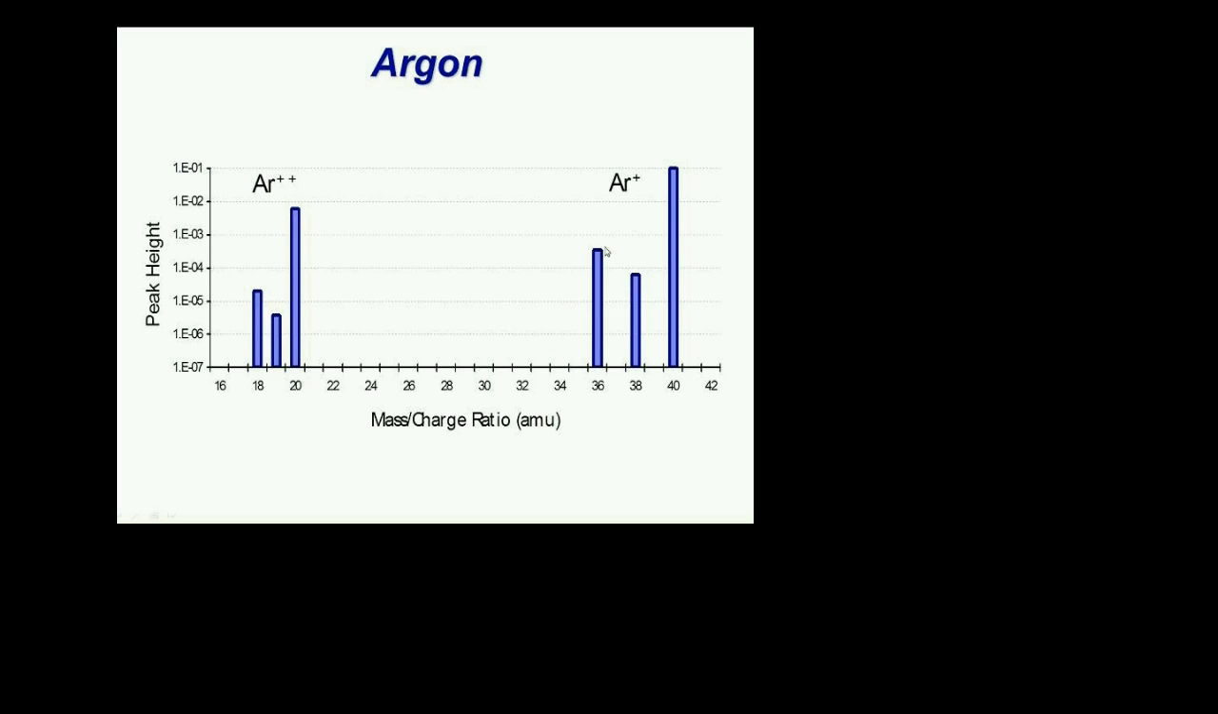So if at any point you're running argon and the doubly ionized argon at mass 36 is getting in the way of you measuring water levels in your system, residual water levels, just lower the electron energy to 35, your doubly ionized argon will go away, and you'll be able to look at water directly.